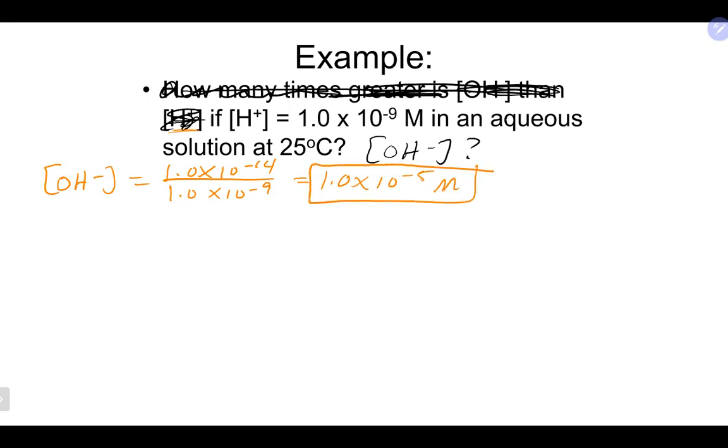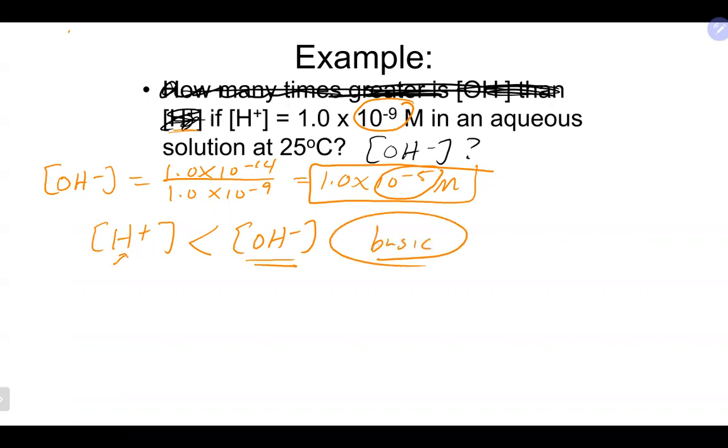Once again, we are looking at the OH minus versus the H plus concentration. In this case, the H plus concentration is less than the OH minus. To the minus 5 is a larger number than to the minus 9. That means the basic part is larger than the acidic part, so it would be basic.